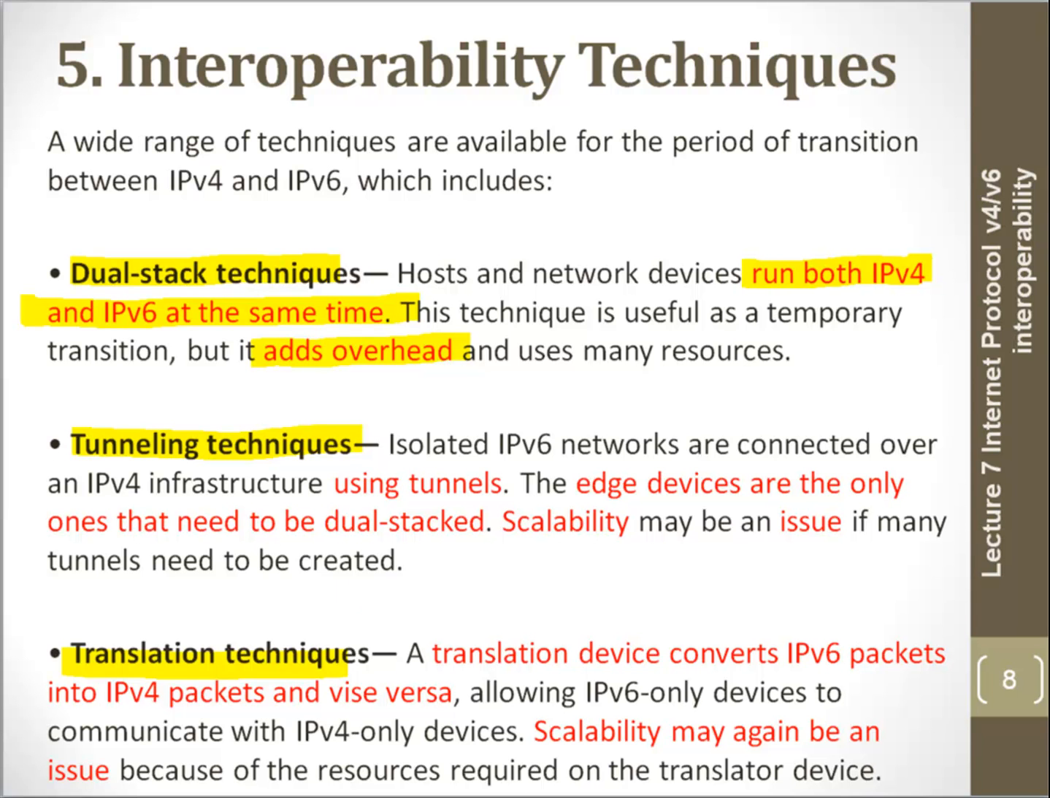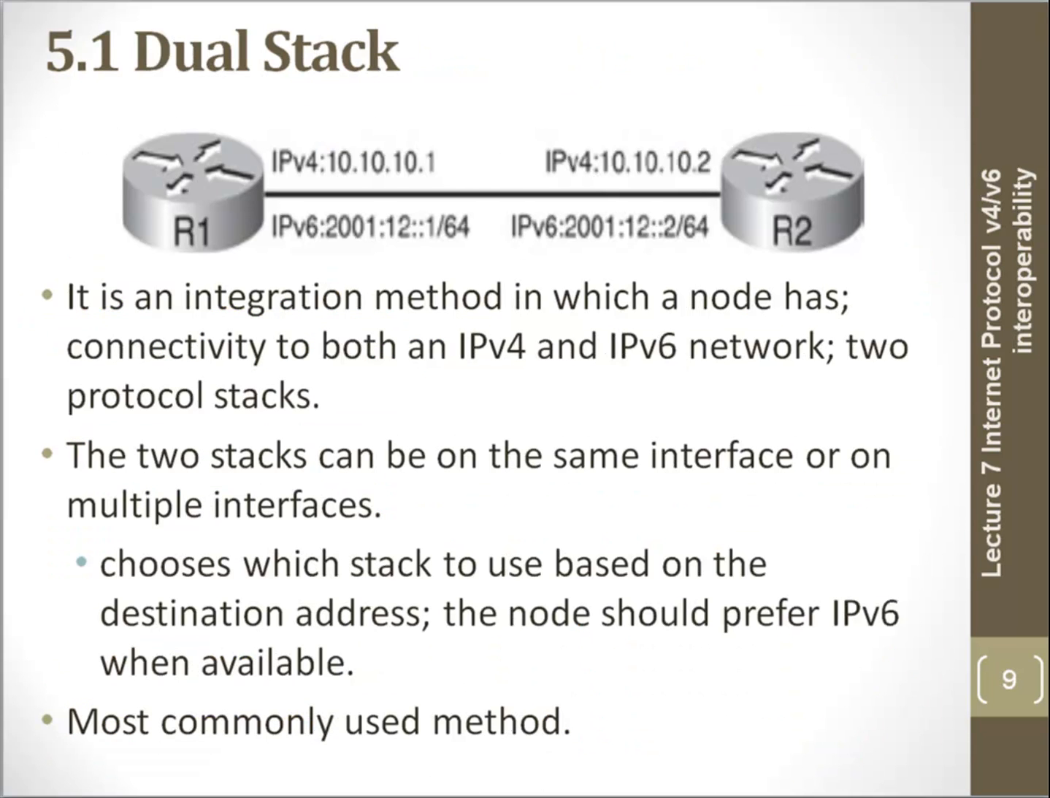Now let me go to the first technique, which is dual stack. In the dual stack technique, you can see here a single router. This router is going to support both IP addresses, both IPv4 and IPv6 addresses. The same thing here: on R2 we have an interface, and I configured both IP addresses, an IPv4 address and also an IPv6 address. So this is called the dual stack concept.